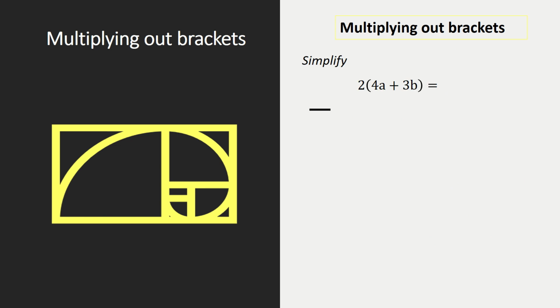Alright, so again, simplify 2 times (4a plus 3b). First of all, 2 times 4a, and then 2 times 3b. So you will get 2 times 4a plus 2 times 3b. Again, remember that you first need to multiply. So 2 times 4a equals 8a and 2 times 3b equals 6b. I cannot simplify this any further because a and b are non-like terms. So this is my final answer, but I did get rid of the brackets.